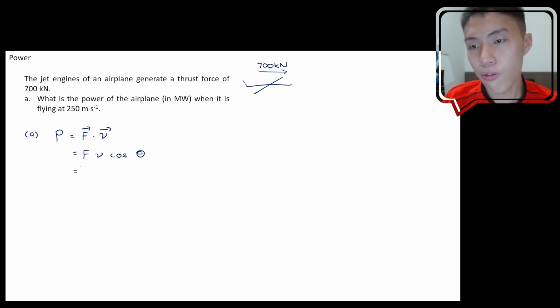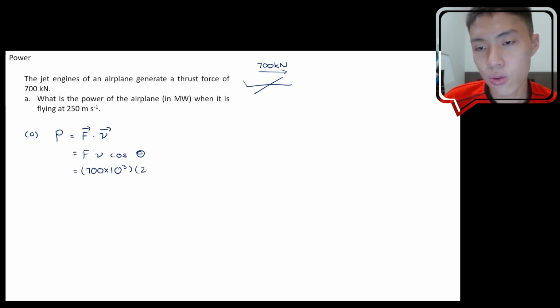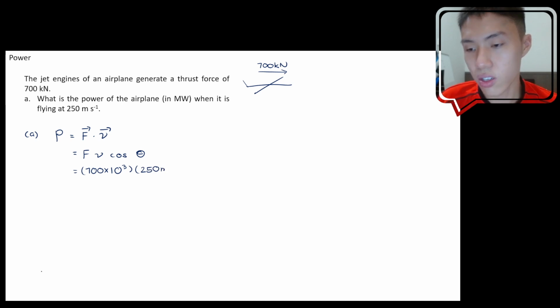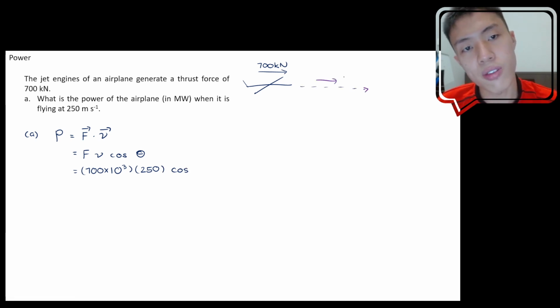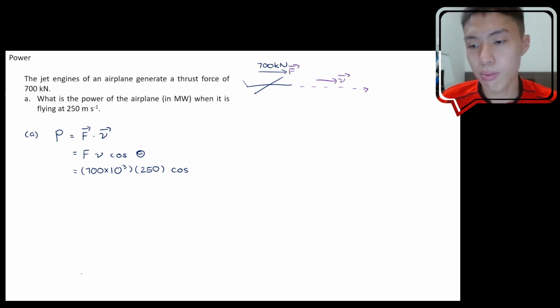We know the force is the thrust force over here and it's 700 kilonewton, so 700 times 10 to the power 3. You know that the speed that we are interested in is 250 meter per second. And cos theta, what's the angle between the force and the velocity? You know that the object is moving forward, so the velocity will definitely be pointing in the same direction as the force. Because they are in the same direction, theta will be equal to 0.